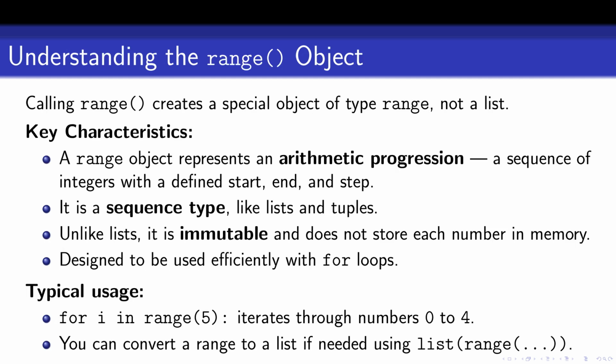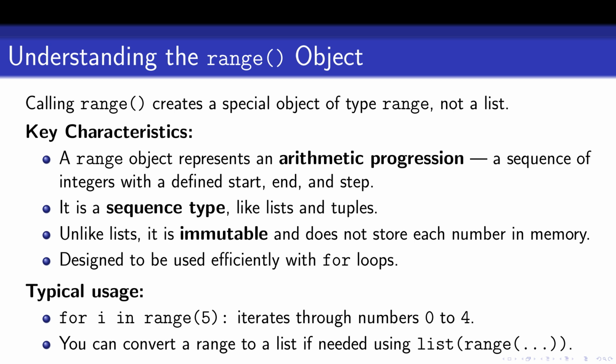It's important to note that calling range doesn't produce a list. It creates a special type of object known as a range object. This object represents a sequence of numbers defined by a start, stop, and step, but it doesn't actually store the entire sequence in memory. Instead, it generates each value on the fly as needed, which makes it highly memory efficient.